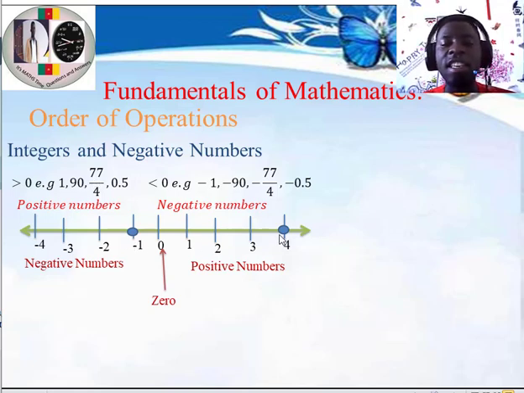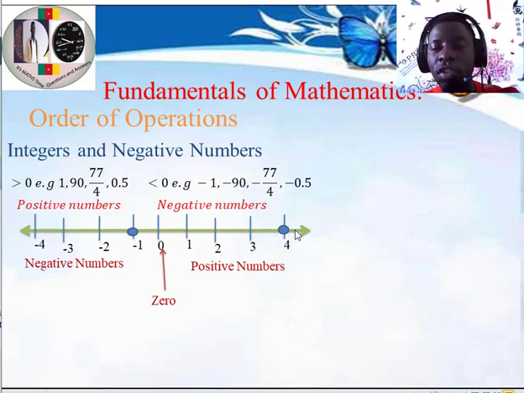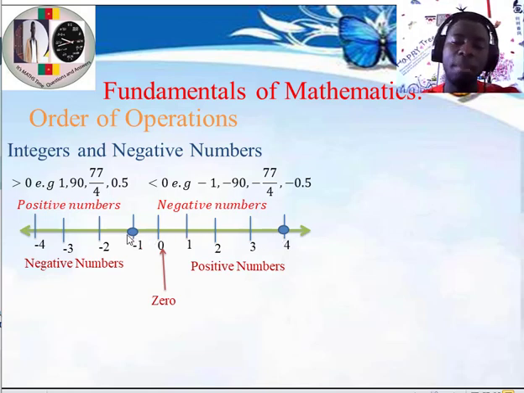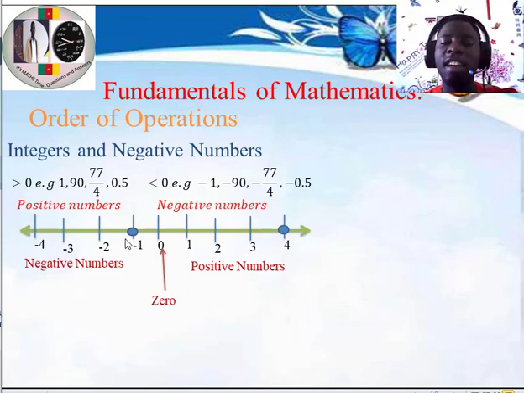In this case, since 4 is to the right of minus 1, we can say 4 is greater than minus 1. And since minus 1 is to the left of 4, we can say minus 1 is less than 4. So any number that is to the right of another number on a number line is greater, and any number that is to the left of a number on a number line is less than.